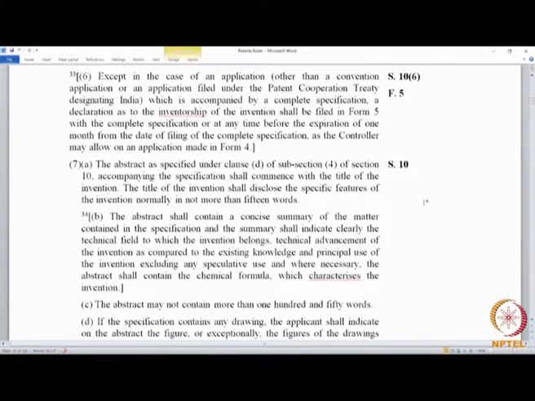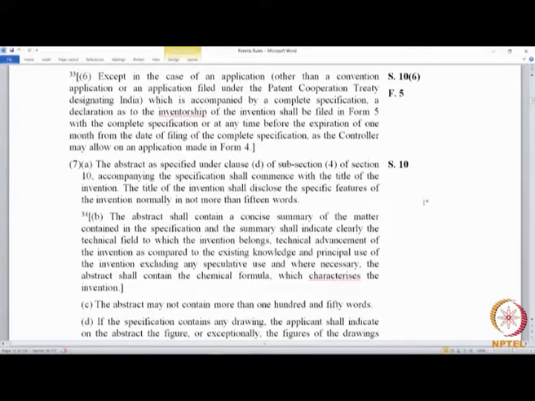You have to seek this because it clearly says that any time before the expiration of 1 month from the date of filing the complete specification, as the controller may allow on the application made in form 4. So, form 4 is an application that a party can make for extension of time, and the extension of time would be granted in this case if it is for a 1 month period and express form is taken, that is form 4 is filed seeking that extension.